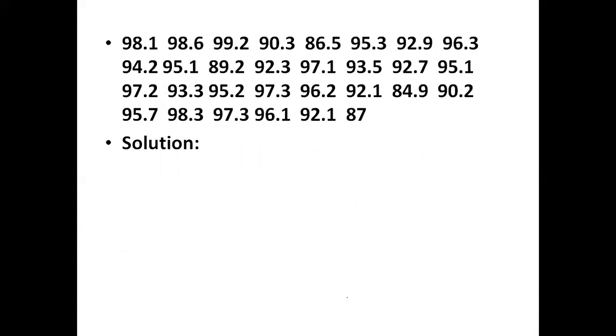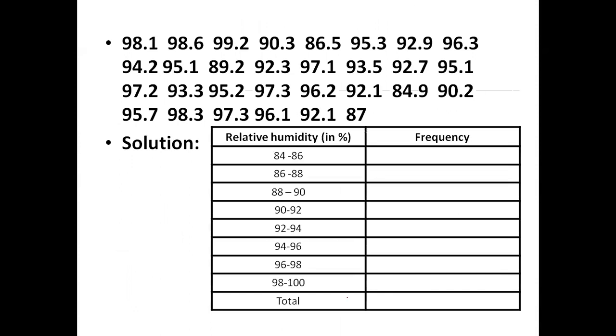So let us start solving. Here we are told to construct the table and we have the data. So let us begin drawing the frequency distribution table. For that, I will have the relative humidity which is given in percent. I have to start from 84 to 86 as they have mentioned, then 86 to 88, 88 to 90, 90 to 92, 92 to 94, 94 to 96, 96 to 98, 98 to 100. So let us begin. First we will search the frequency of the humidity which ranges from 84 to 86.